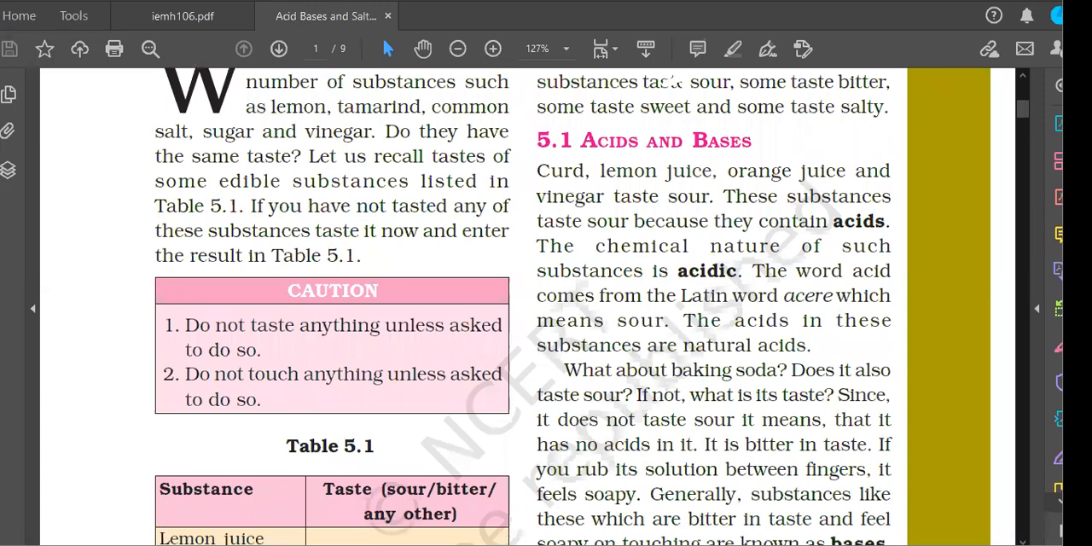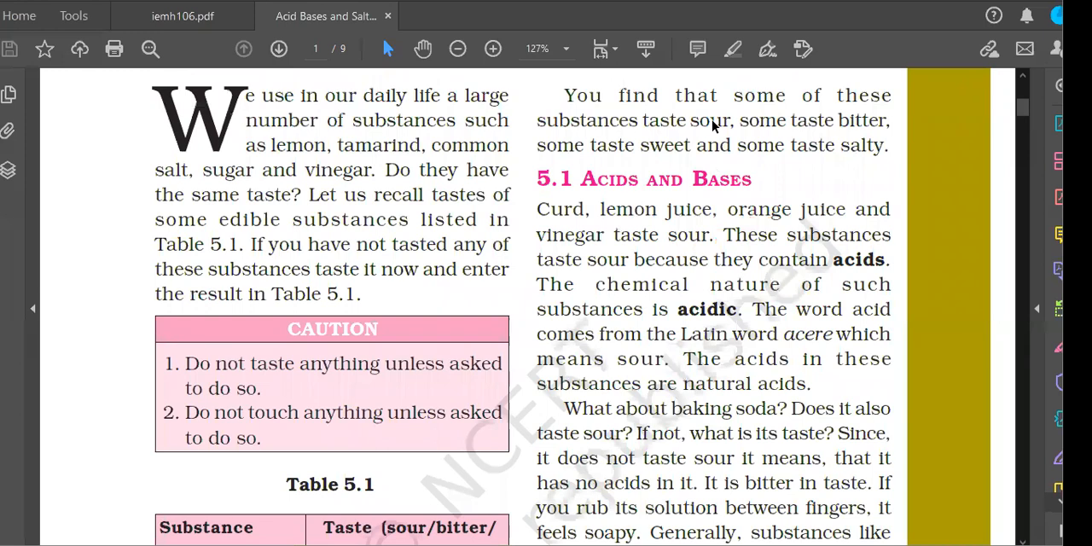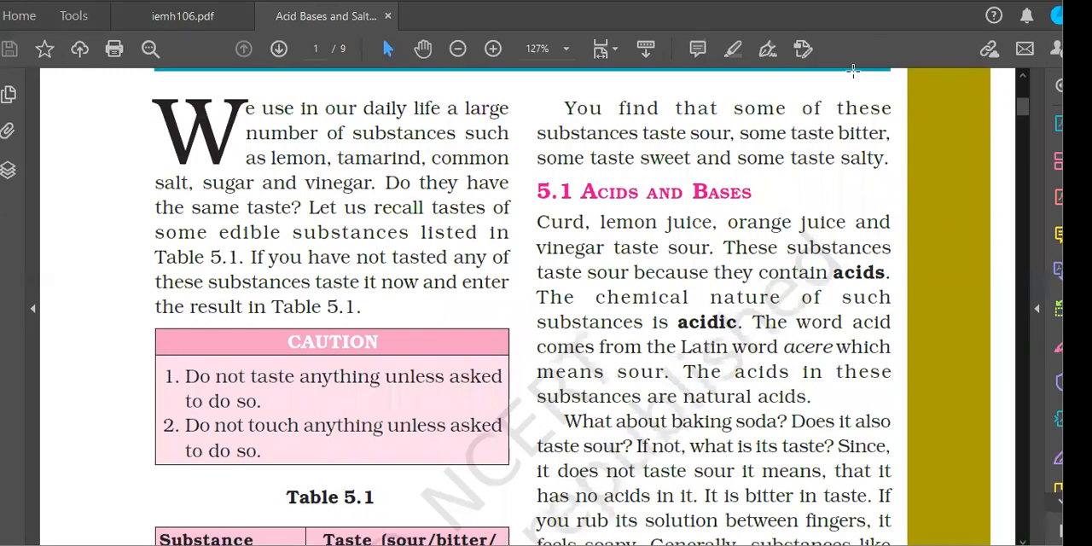First, let's talk about lemons. Curd, lemon juice, orange juice, vinegar. You all have tasted these things? Yes or no? What is the taste like?